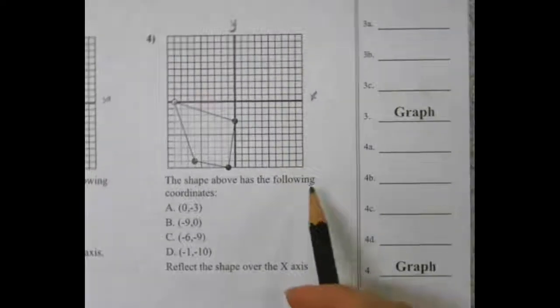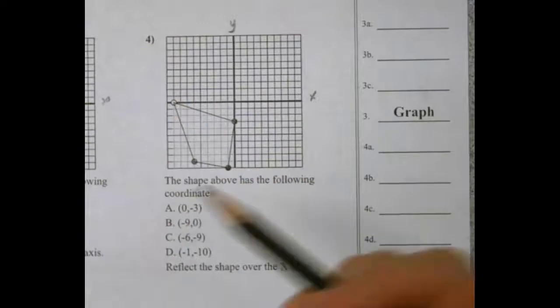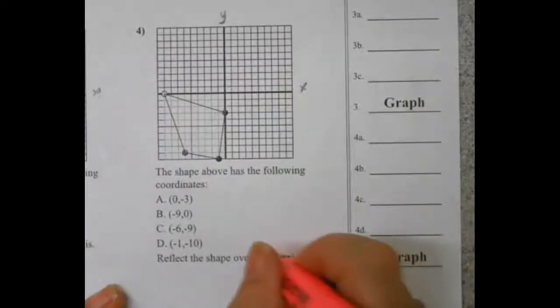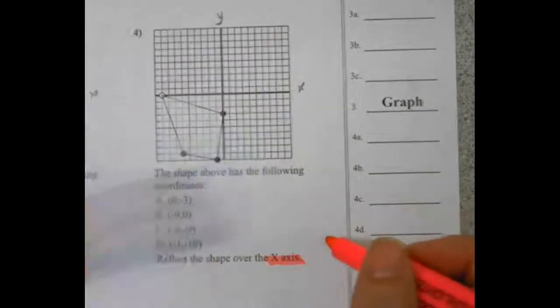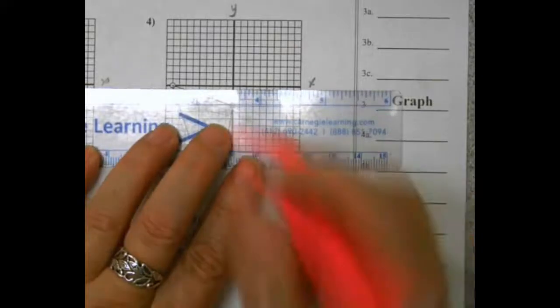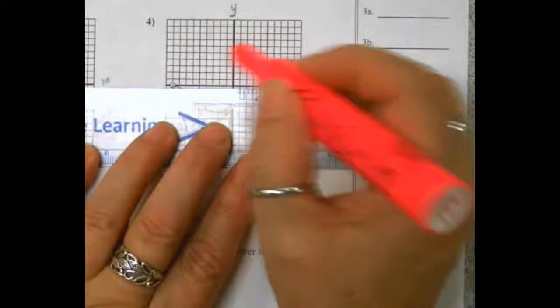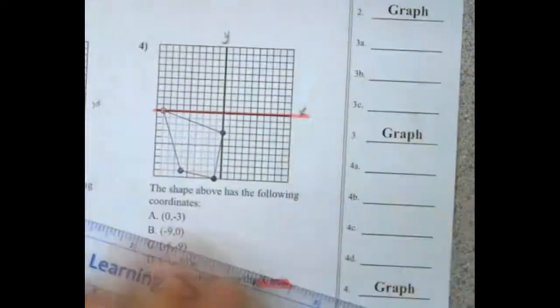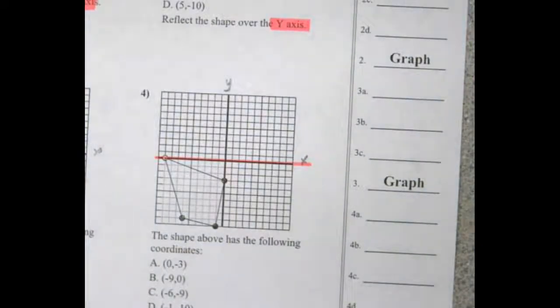Okay, so looking at number 4. Number 4 was a little tricky for some of you, not for all of you. So we're going to look at what it says. It says to reflect over the x-axis. So I have my x-axis labeled, and I'm going to go ahead and highlight that axis. Right? There's my line of reflection.